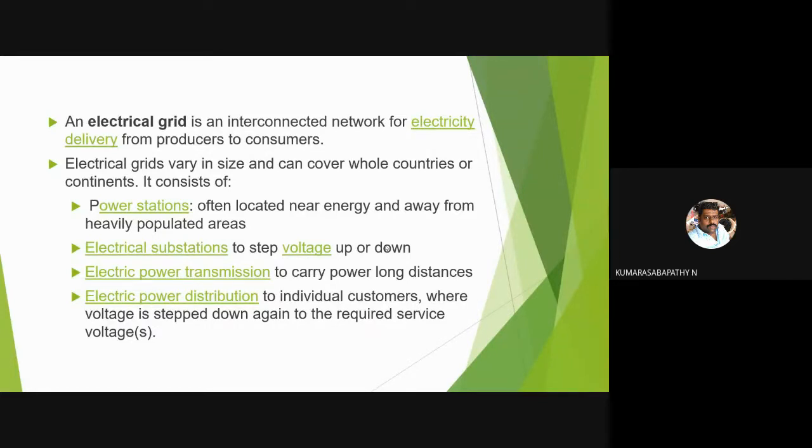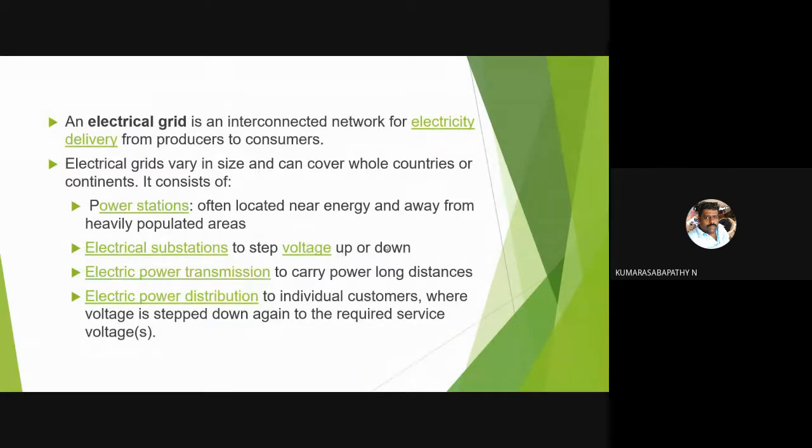Coming to the power station, these power stations are often located near the energy source and away from heavily populated areas. After generation, the generated power is stepped up to a higher level and transmitted over a very long distance. In the substation, the voltage received at a higher level is stepped down to a lower level, and then the power is distributed.